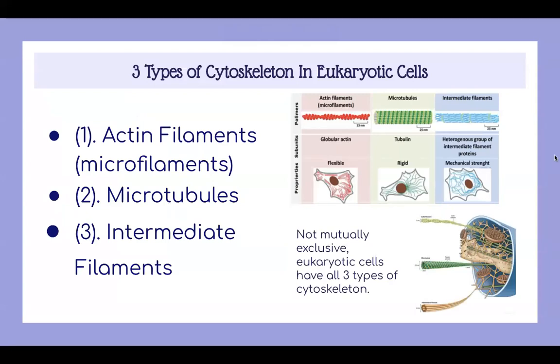Okay, so we have three types of cytoskeletons in eukaryotic cells. The first one is actin filaments, a subunit of microfilaments. And this one is mostly for movement in the cell. Then we have microtubules, and we have the intermediate filaments, which are more for just mechanical strength in the cell.